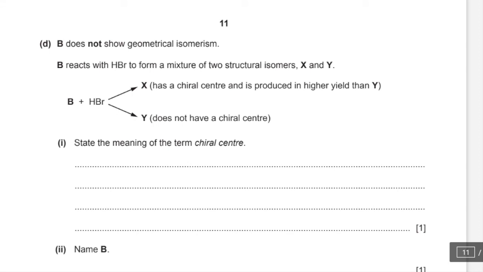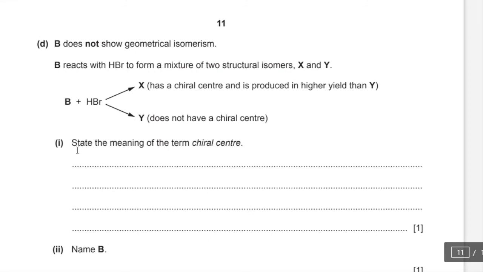B does not show geometrical isomerism. B reacts with hydrogen bromide to form a mixture of two structural isomers, X and Y, and X has a chiral center, which is produced in a higher yield than Y, and Y does not have a chiral center. One, state the meaning of the term chiral center. So it is the carbon atom which is bonded to four different groups, which is single bonded to four different groups of atoms. Name B.